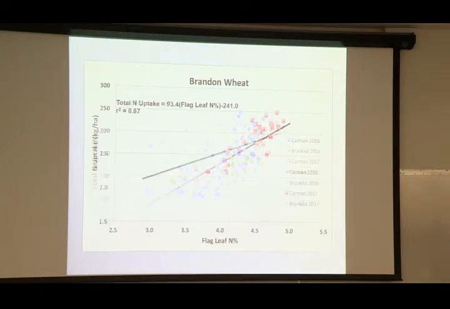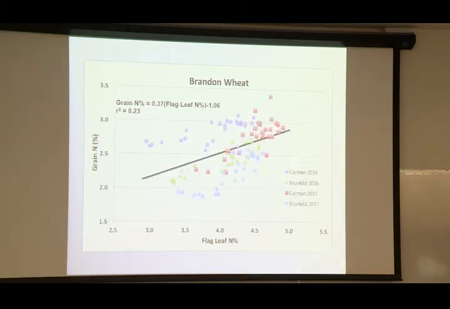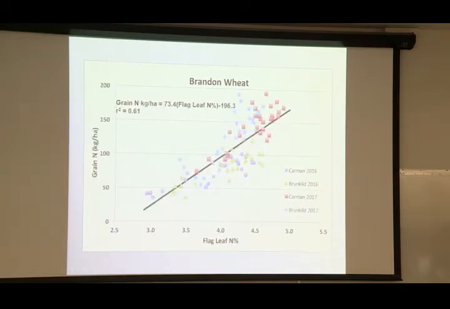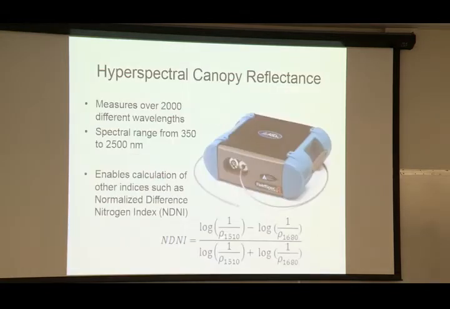Doesn't work for everything. If you try the flag leaf nitrogen related to, say, grain N or protein, for individual sites, some of the data looks really good. You put it all together, it doesn't look good at all. If you look at grain nitrogen as a total mass per unit area, that's a different matter. It does a little bit better.